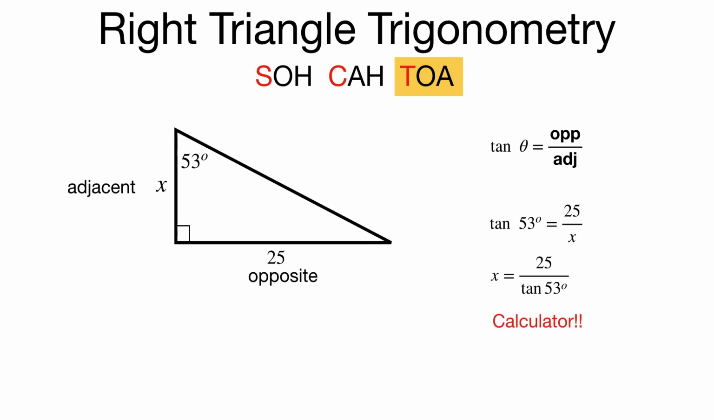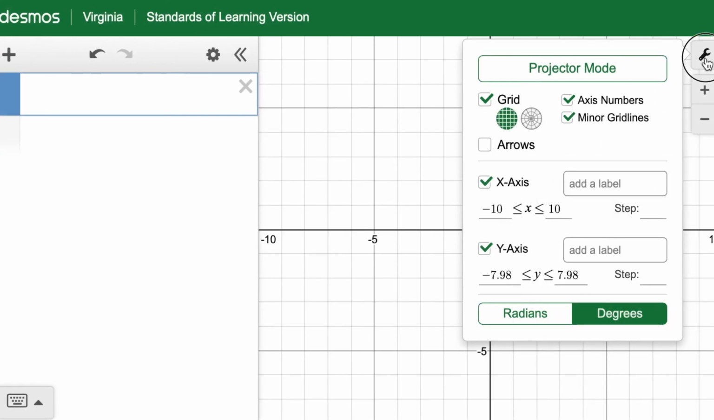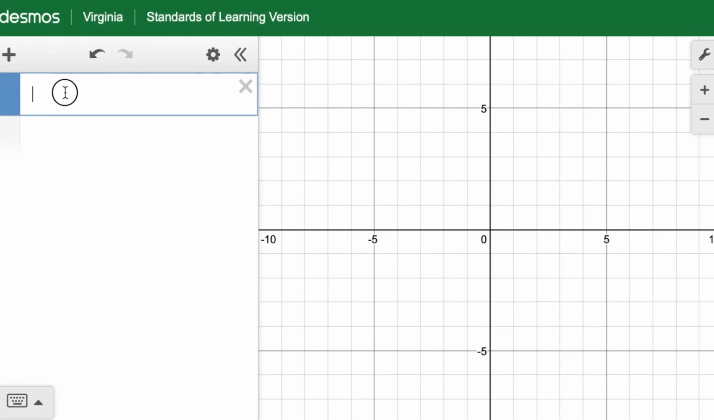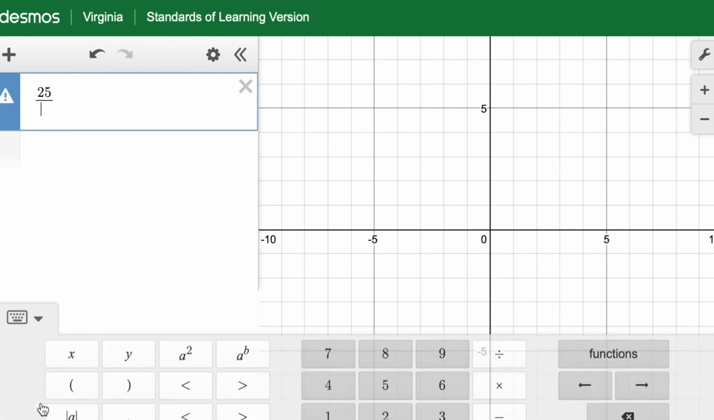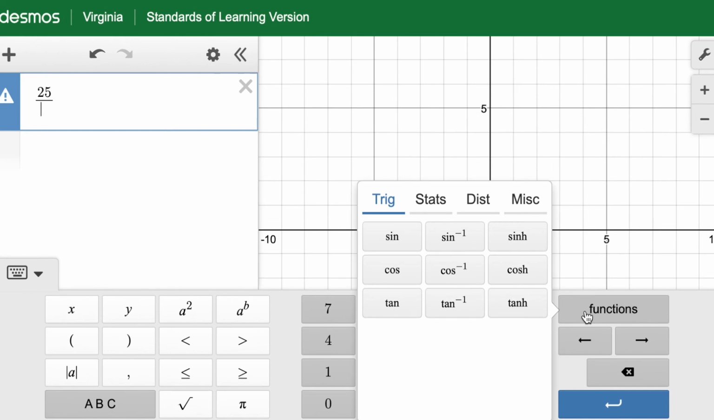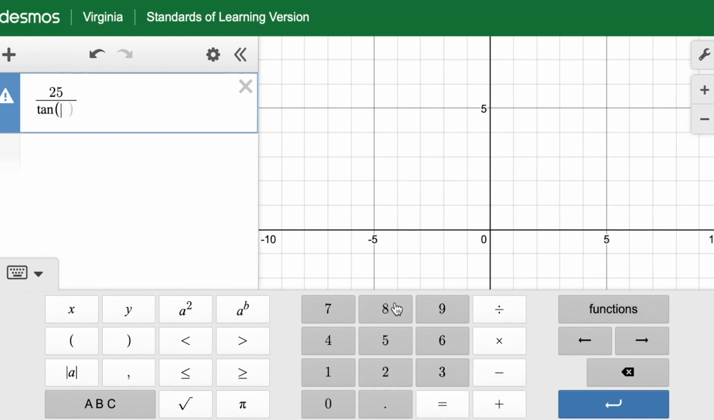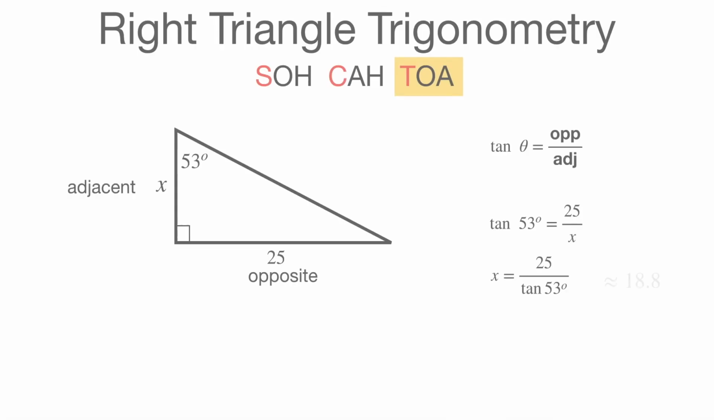Let's use our calculator. Again, I always do a little quick check. I'm in the right mode, degree mode. And it's going to be 25 divided by, bring up my keyboard, go to functions. This time I want tangent, and the tangent of 53 degrees to the nearest tenth, say that's about 18.8. So our x is approximately 18.8.